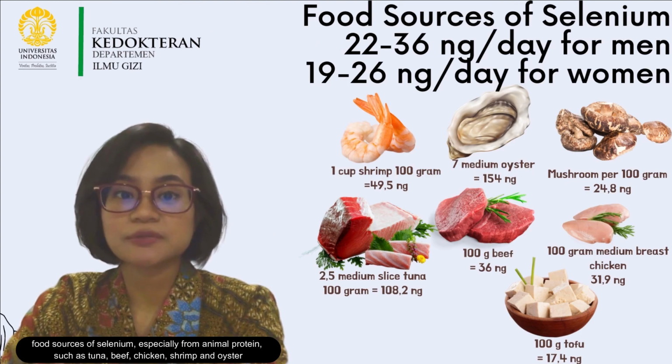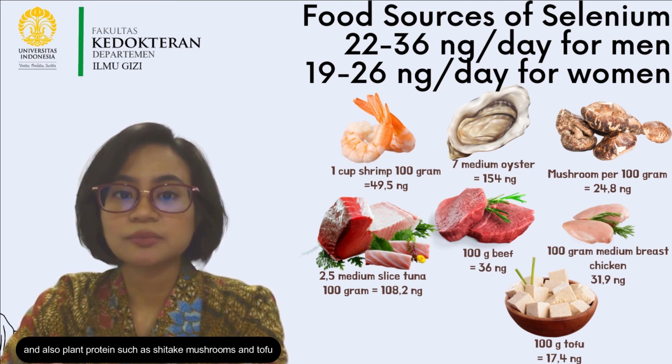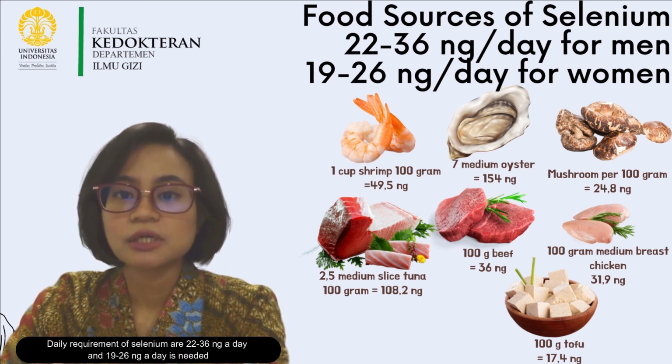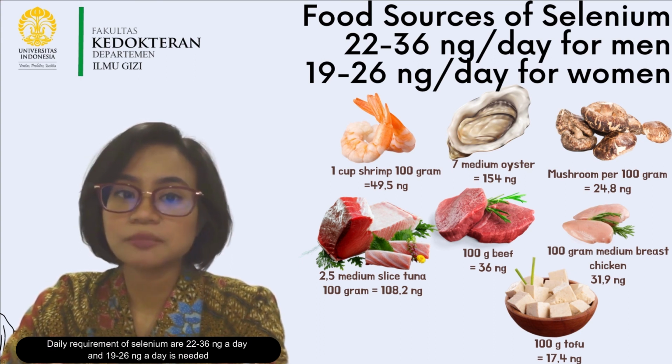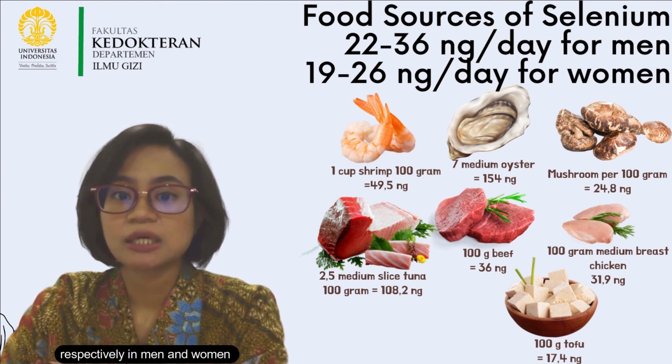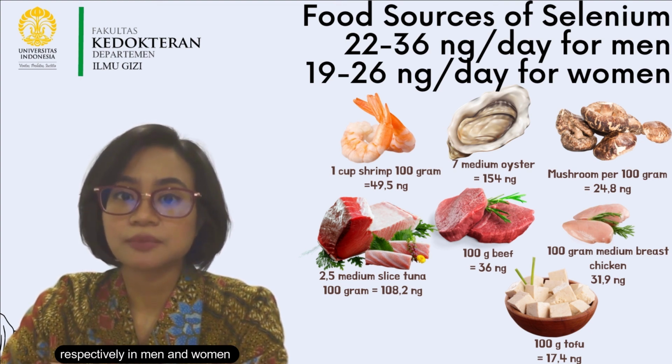Food sources of selenium, especially from animal protein such as tuna, beef, chicken, shrimp, and oyster, and also plant proteins such as shiitake mushrooms and tofu. Daily requirement of selenium are 22 to 36 nanograms a day, and 19 to 26 nanograms a day is needed, respectively, in men and women.